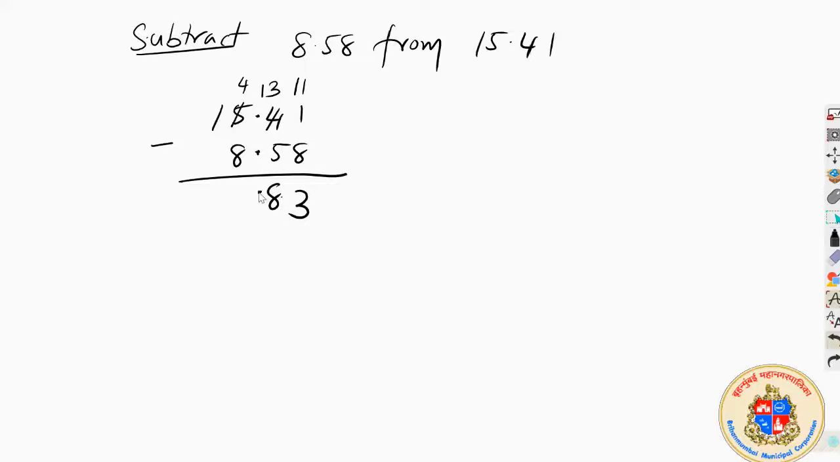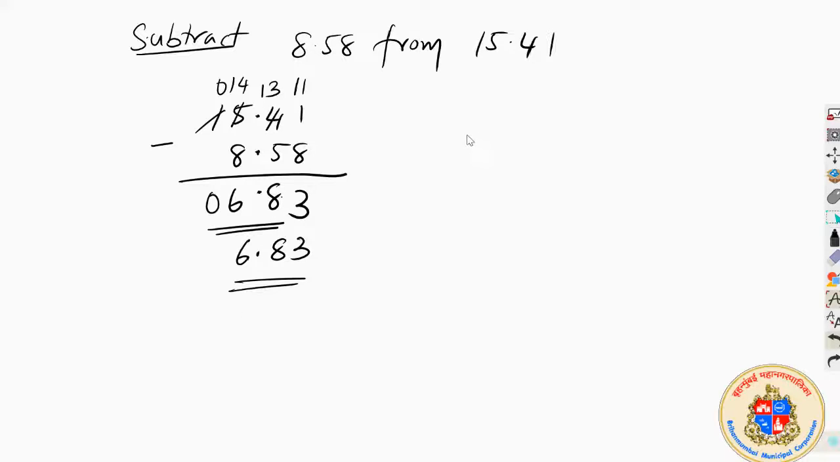Right? The decimal point. 4 minus 8 is not possible. Again cancel this, it will become 0. This became 14. 14 minus 8 is 6, and 0. The answer is 6.83. You will write 6.83.